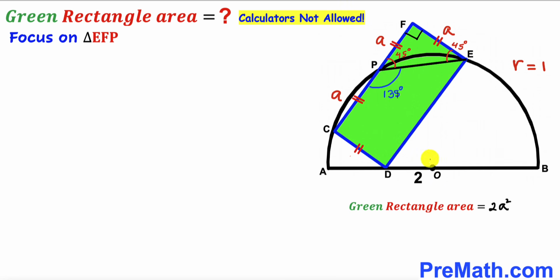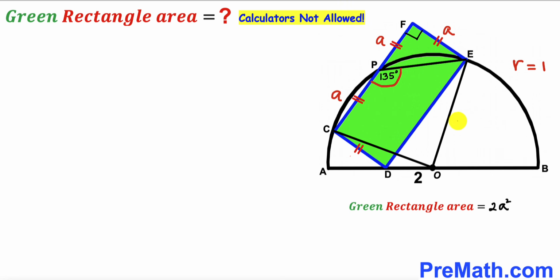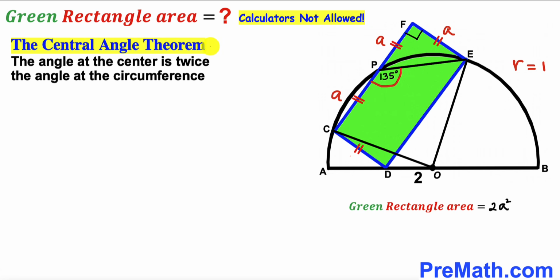And now in this next step, I am going to connect this center O with these points E and C, as you can see in this next step. As a result, we end up with this quadrilateral COEP. And now our task is to find the value of this angle COE.